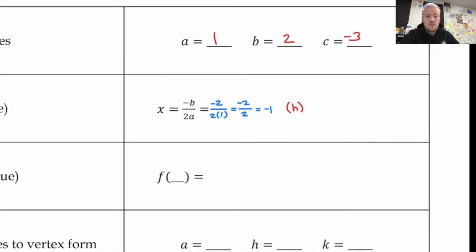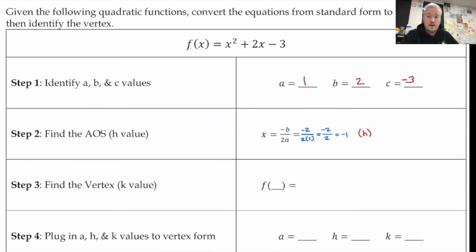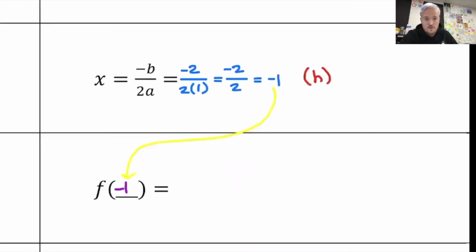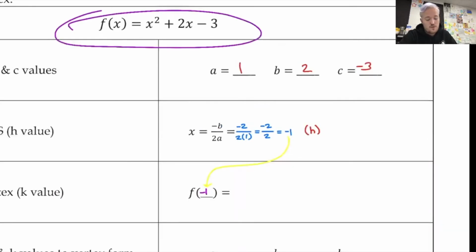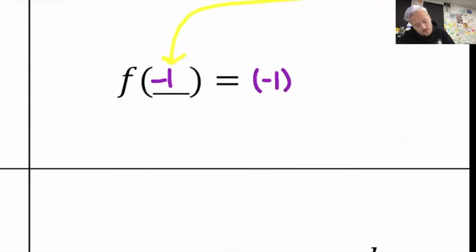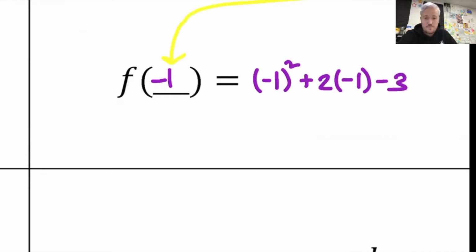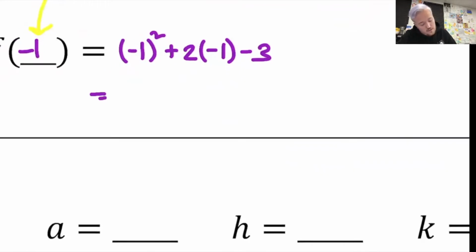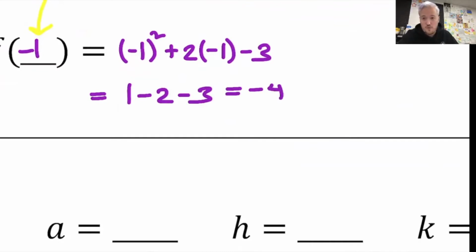All right, so now I want to find the y value of the vertex. I'm going to take that x value that I just found and plug it in. So I'm going to plug in that -1 into your original equation up here. So we have -1 squared plus 2 times -1 minus 3. We want to find what that k value is going to be. So this is going to be 1 minus 2 minus 3, which gives you -4.